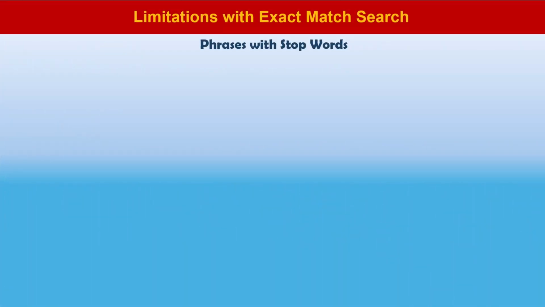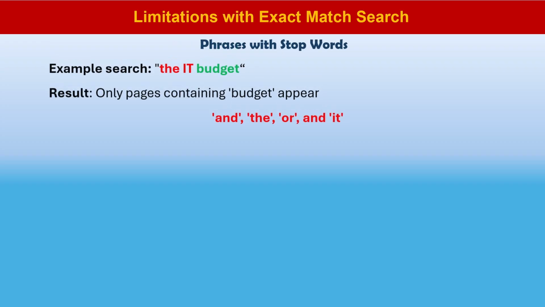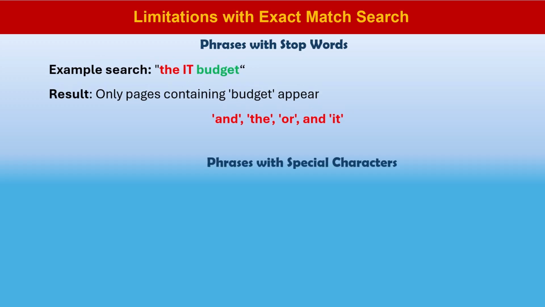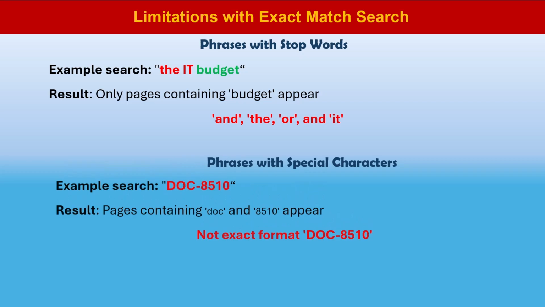You might think that enclosing a phrase in double quotes will always return that exact phrase, but Confluence has some limitations. Confluence ignores some common words called stop words like and, the, or, and it. Even if these are included inside your double quotes, they will be ignored. For example, consider this text, the IT budget. When you search this, the result only shows the pages that contain budget. That is, the and IT in this text are ignored. Similarly, Confluence ignores symbols such as hyphens, underscores, or other punctuation.